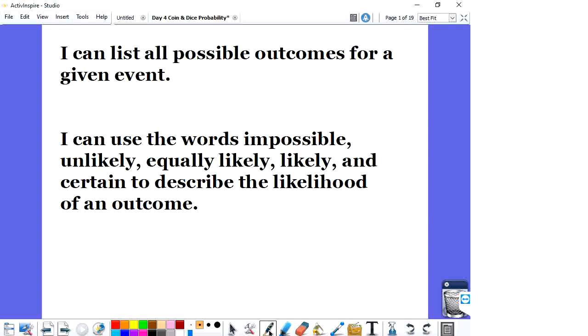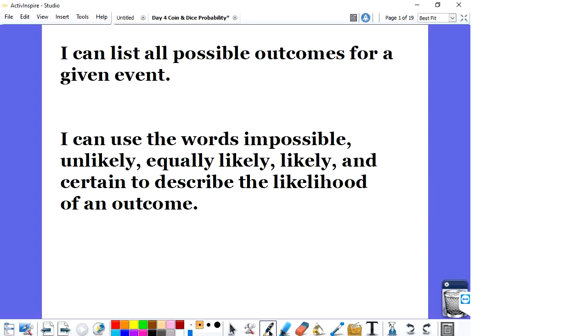And what does that mean? We need to list all of the possible things that could happen if we were to do an event like spin a spinner or flip a coin, or in particular today, roll a die. So we have to list all of the possibilities that could happen for a given event.